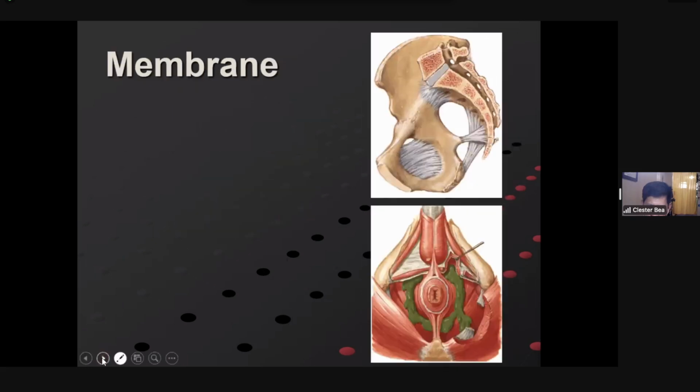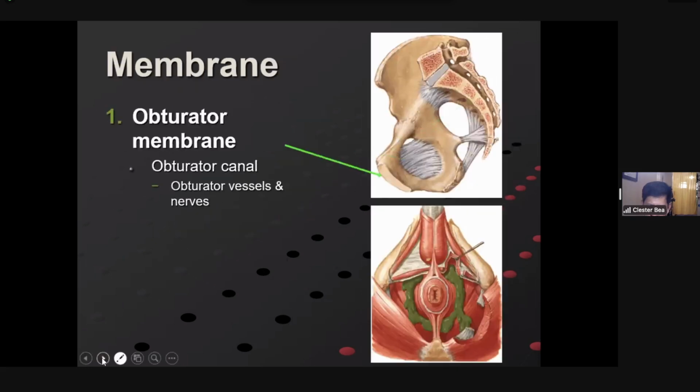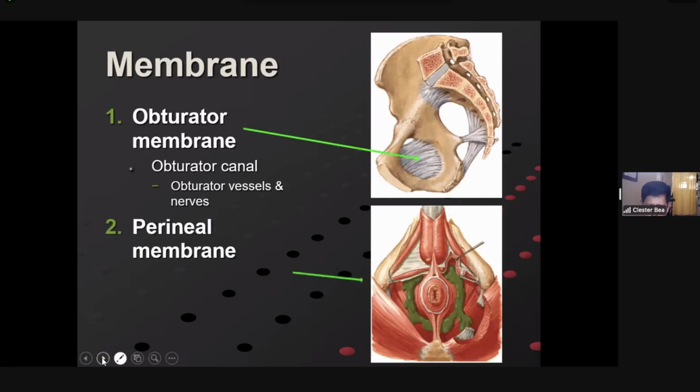Now let's go to the membrane. We have the obturator membrane and the perineal membrane. We will not discuss the perineal membrane. What is important about the perineal membrane is that it is the demarcating structure between the superficial and the deep perineal pouches. And we will be discussing the perineal membrane when we go to the lecture on the perineum.